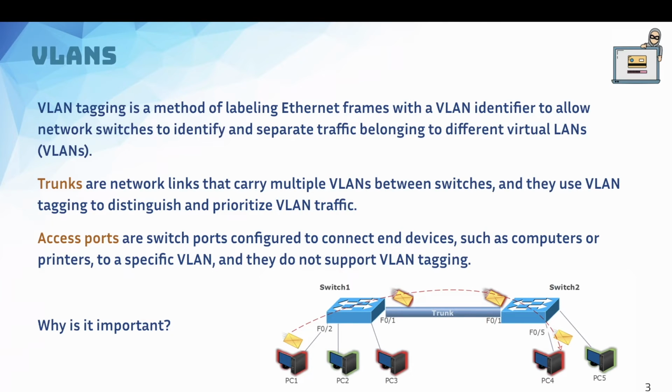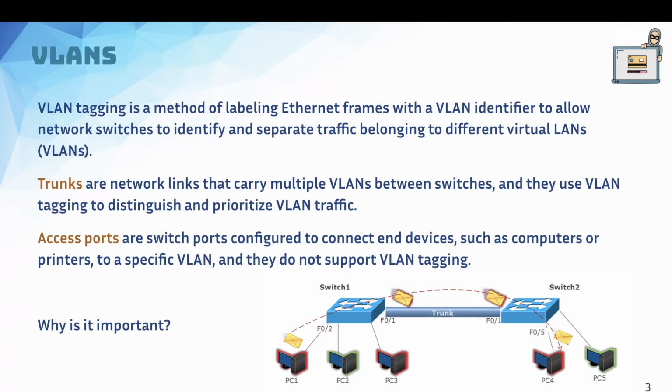Sometimes it's important to switch one network into different networks, to distribute one network into VLANs. So you have a LAN network and you can distribute that in a virtual LAN network, or multiple virtual LAN networks, I should say. It's a method of labeling Ethernet frames with a VLAN identifier to allow network switches to identify and separate traffic belonging to different virtual LANs or VLANs. Trunks are network links in this case that can carry multiple VLANs between switches, and they use VLAN tagging to distinguish and prioritize your VLAN traffic.